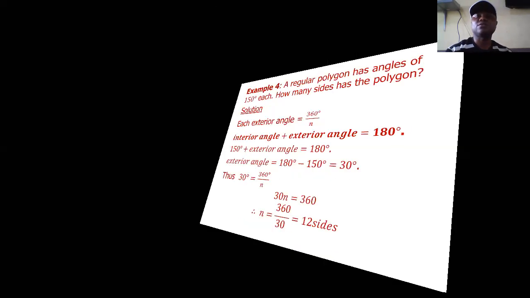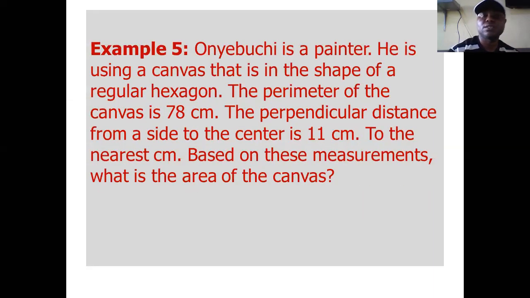Okay, so let's look at a real life application. Onyebuchi is a painter. He is using a canvas that is in the shape of a regular hexagon. You remember, a hexagon has how many sides? 6. Correct. A hexagon has 6 sides. The perimeter of the canvas is 78 centimeters. The perpendicular distance from a side to the center is 11 centimeters. So, to the nearest centimeter, based on these measurements, what is the area of the canvas?